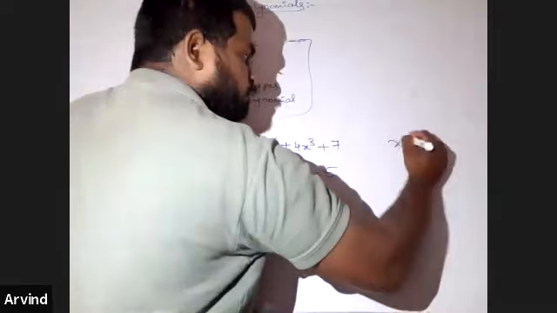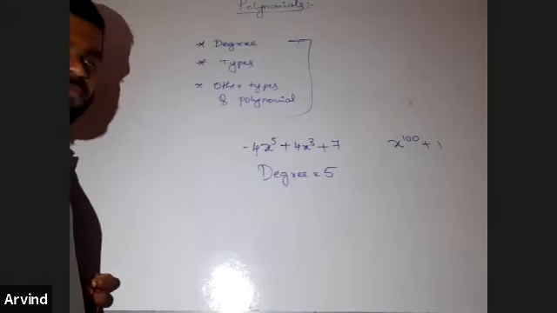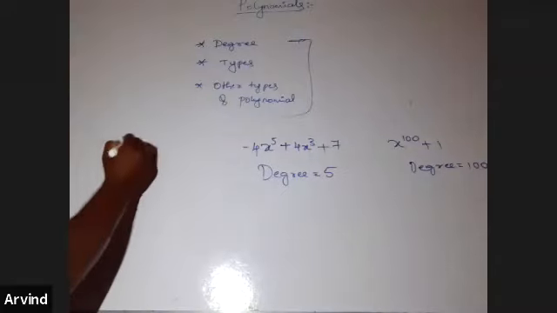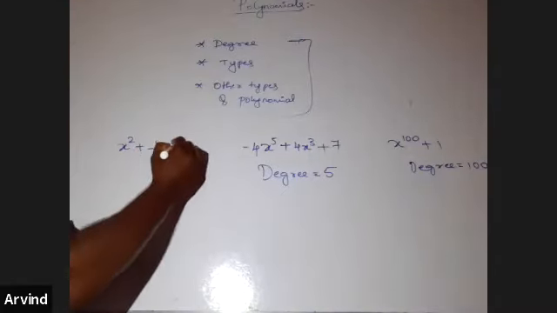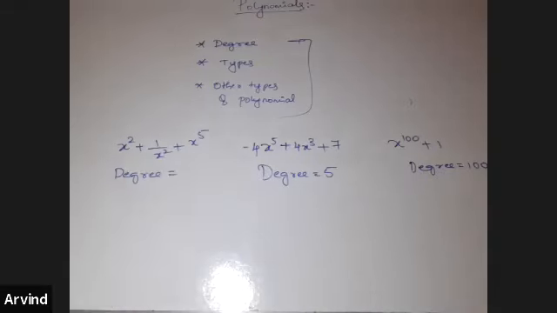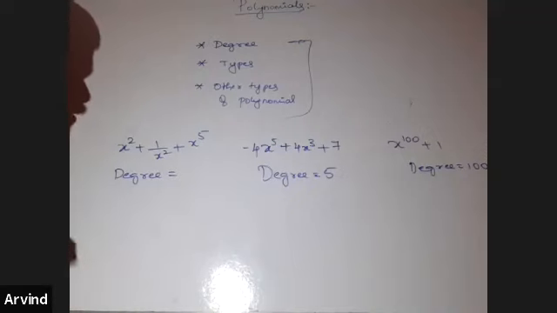Let's take another one. What is the degree of this polynomial? 100. Very good. What is the degree of this polynomial? 5. It's not a polynomial. Very good. Who was it? Diksha, sir. Okay, very good, Diksha. Excellent. So you have to observe.